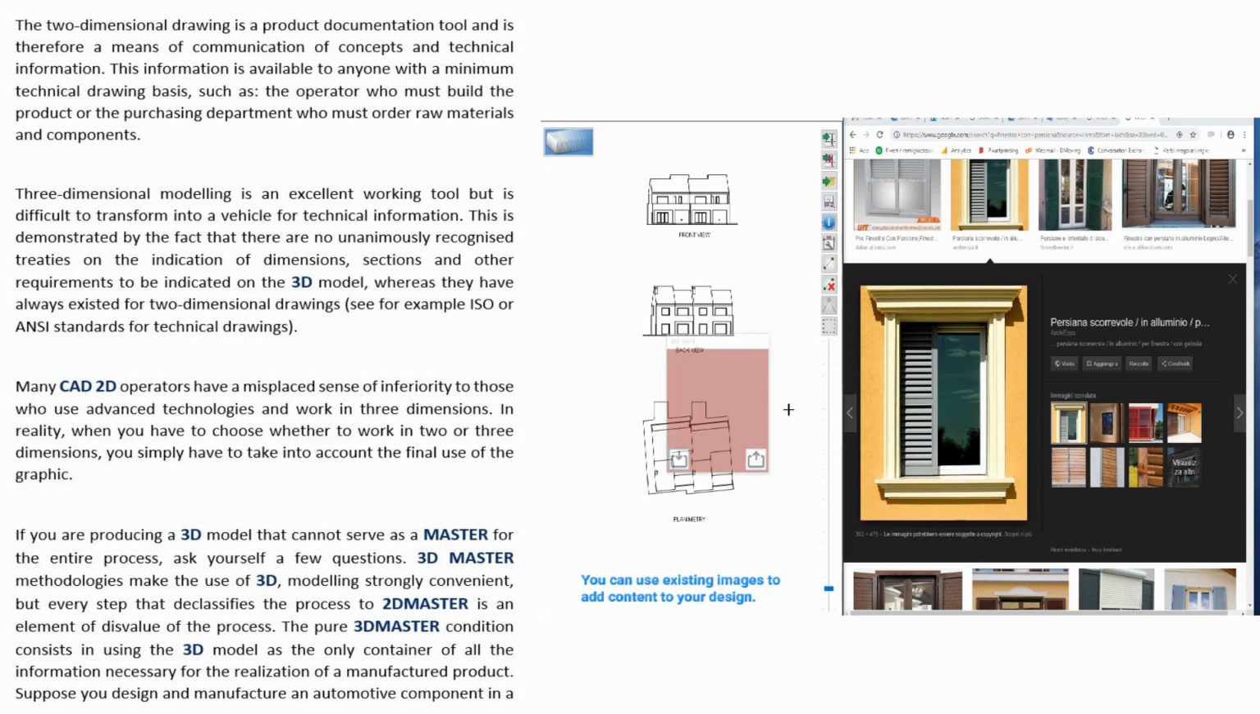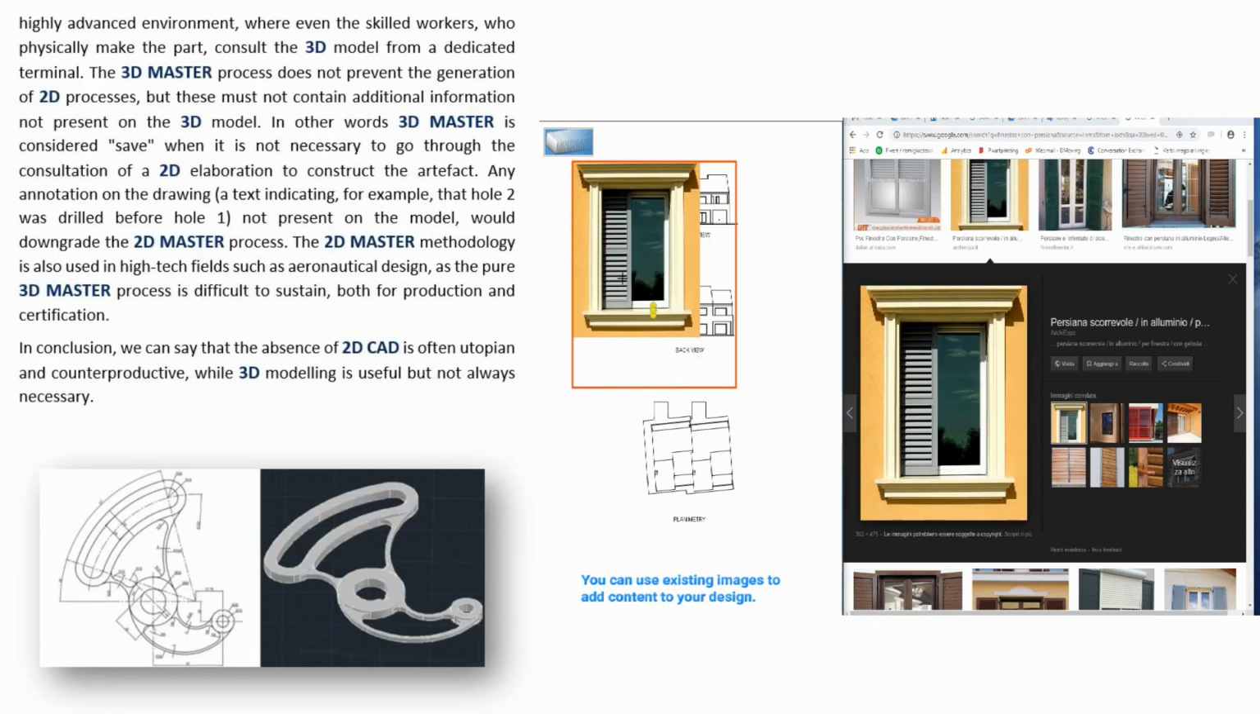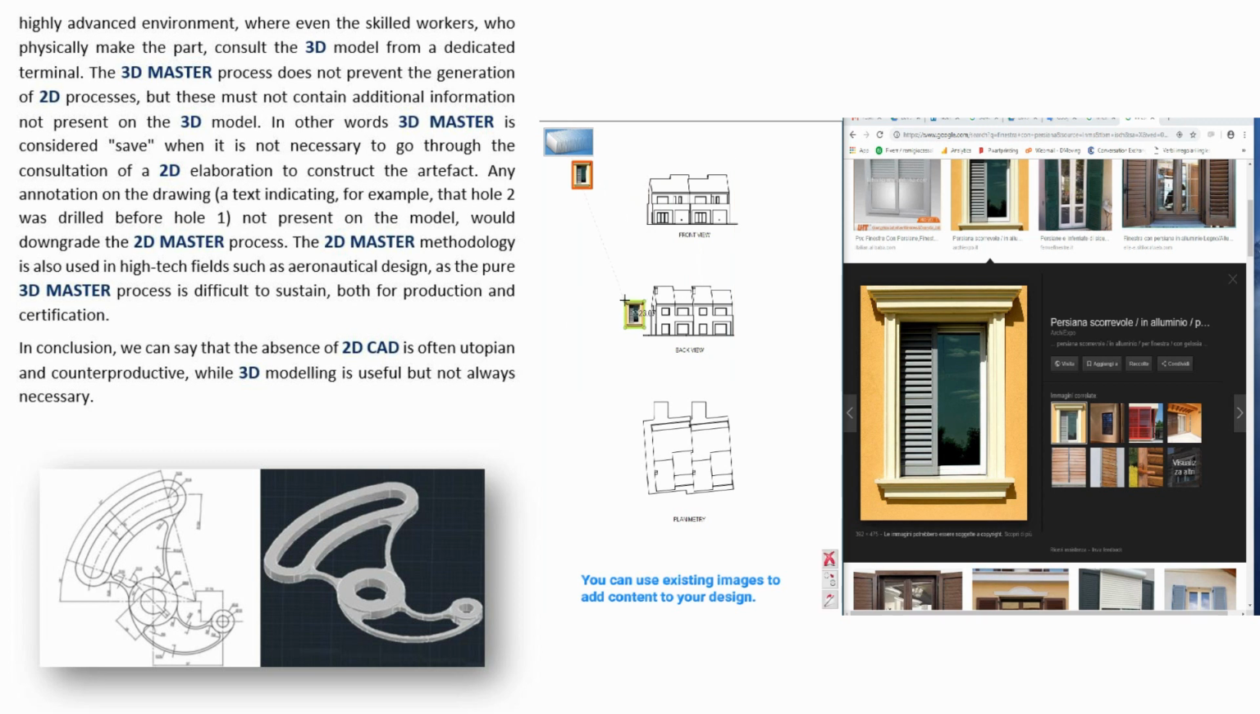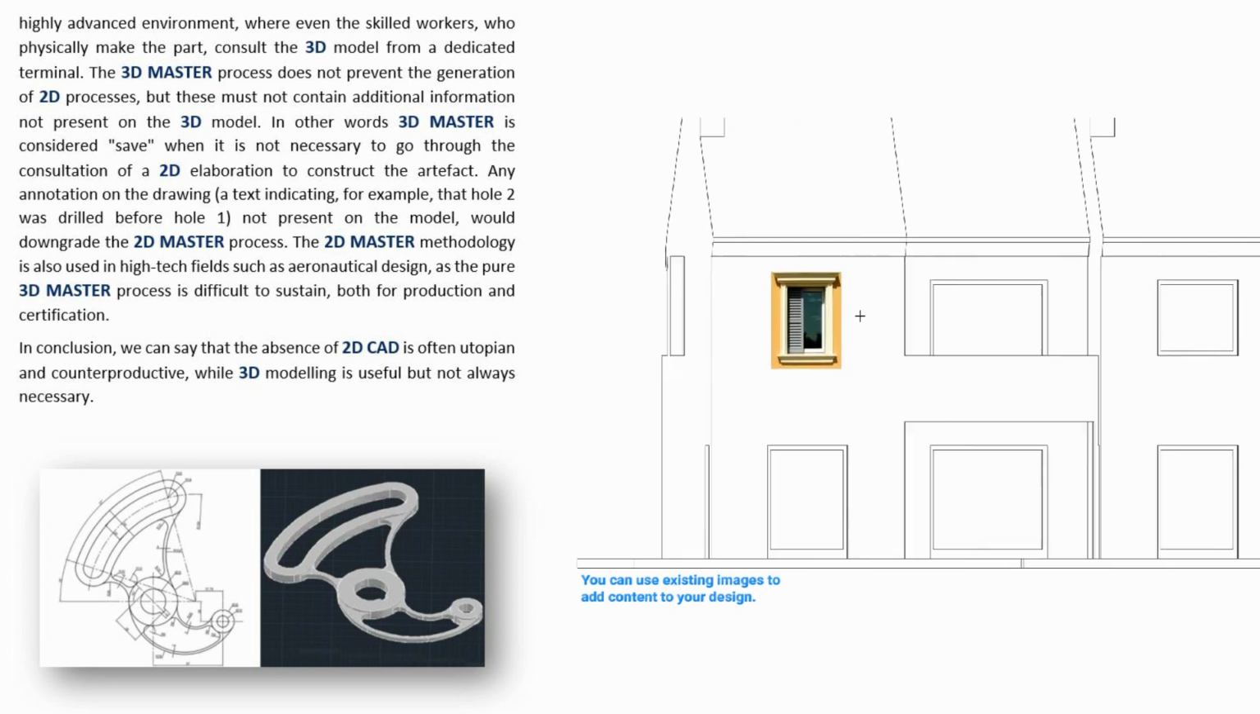The pure 3D master condition consists in using the 3D model as the only container of all the information necessary for the realization of a manufactured product. Suppose you design and manufacture an automotive component in a highly advanced environment, where even the skilled workers, who physically make the part, consult the 3D model from a dedicated terminal. The 3D master process does not prevent the generation of 2D processes, but these must not contain additional information not present on the 3D model.